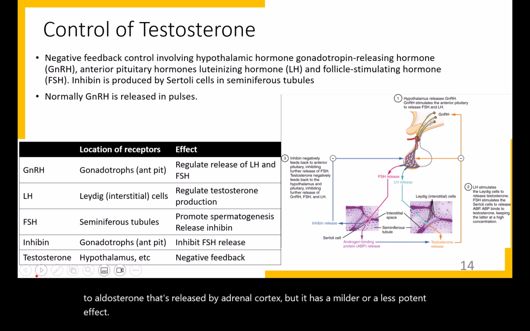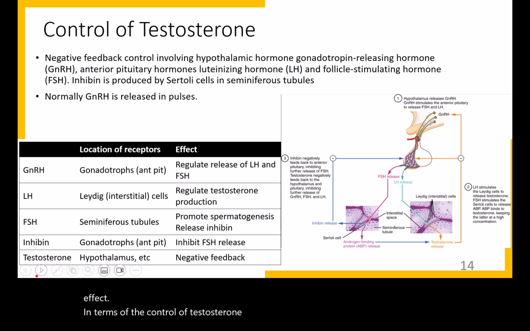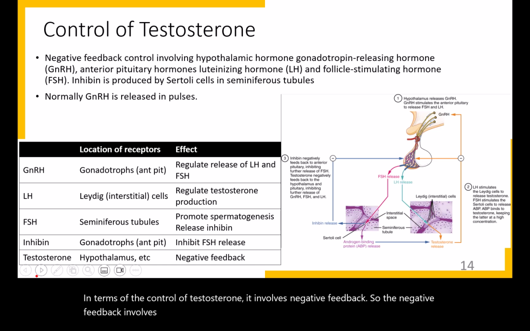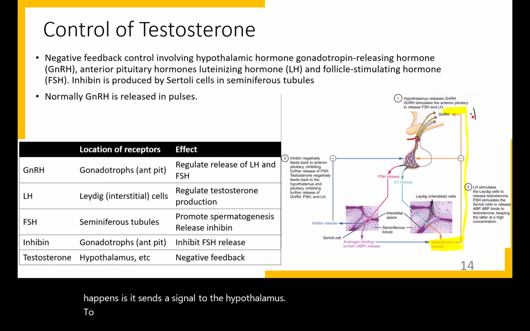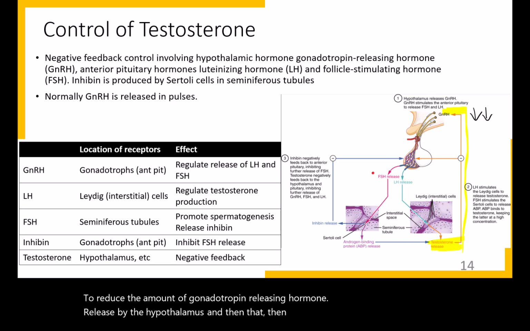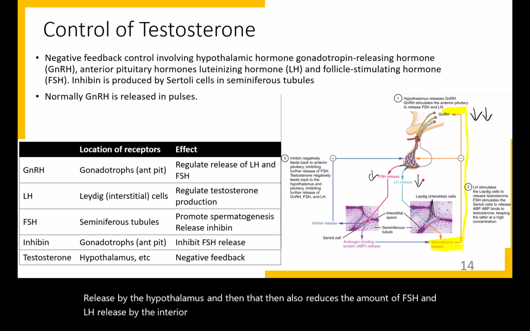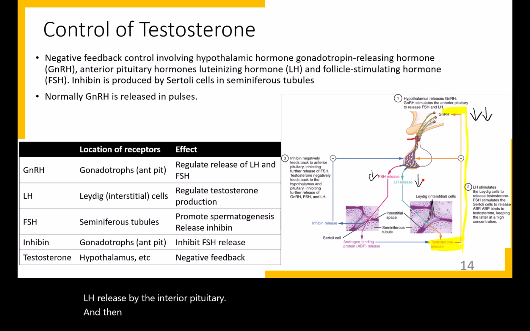In terms of the control of testosterone, it involves negative feedback. If there's too much testosterone being released over here, it sends a signal to the hypothalamus to reduce the amount of gonadotrophin releasing hormone released by the hypothalamus, and that then also reduces the amount of FSH and LH released by the anterior pituitary, and that slows down the release of testosterone from the testes.